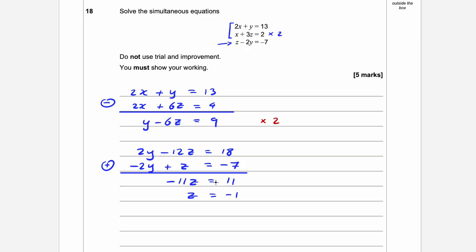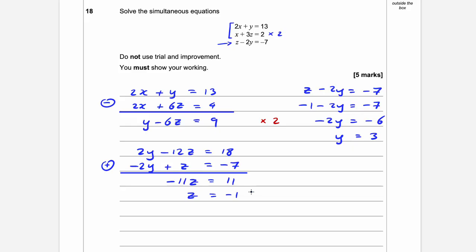Okay, now I'll use this equation that has just a z and a y in it to get y. Let's do it here. Z minus 2y equals minus 7. I know z is minus 1, so minus 1 minus 2y is minus 7. Minus 2y is minus 7 plus 1, which is minus 6. And then y is equal to 3.